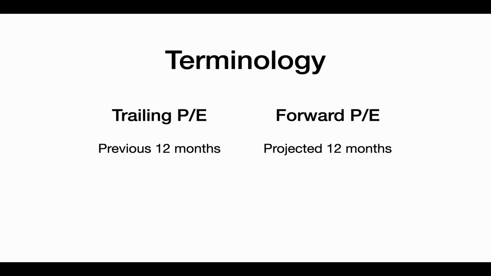Now there's pros and cons to each. The trailing is really good because that is what the company actually did. But the downside is that this is in the past. With the forward, it may be more accurate because they're projecting what they're going to do. However, the downside is what a company says it's going to do and what a company actually does can be very different.